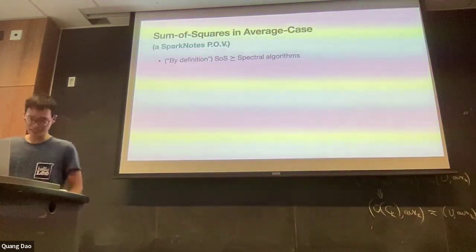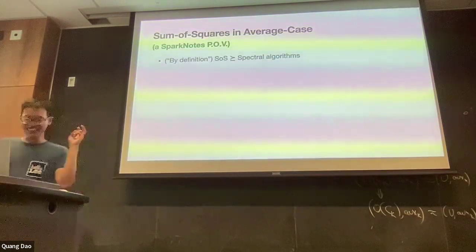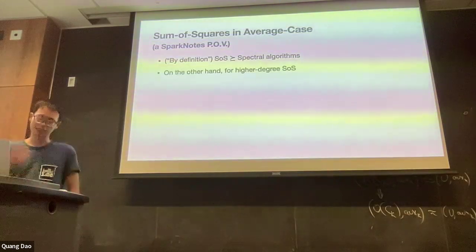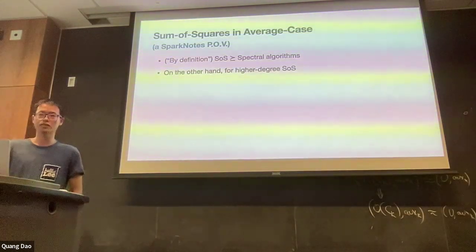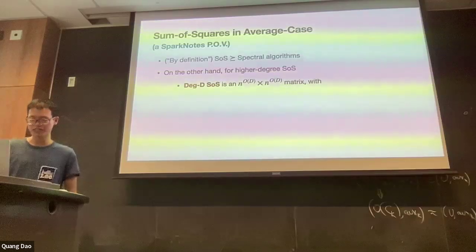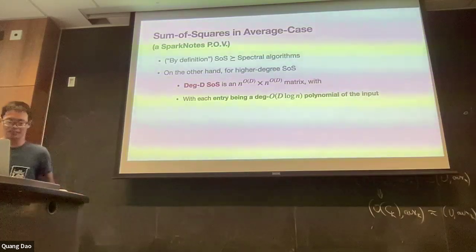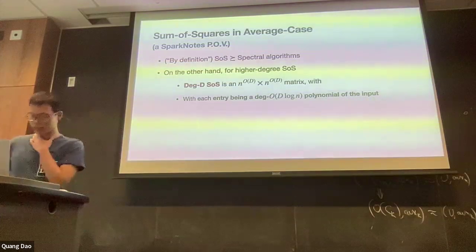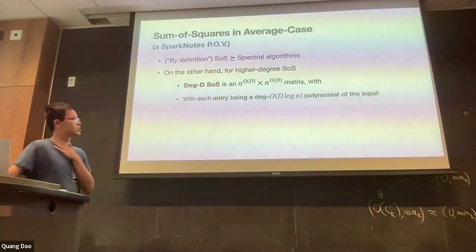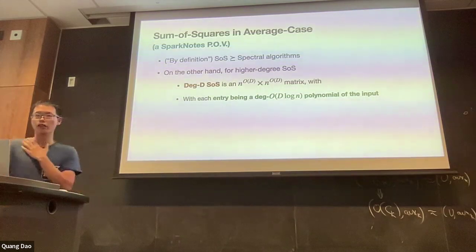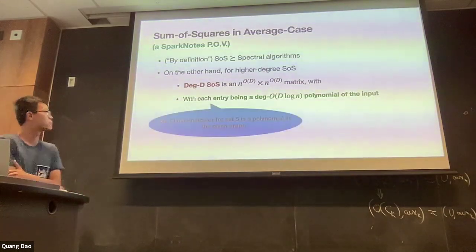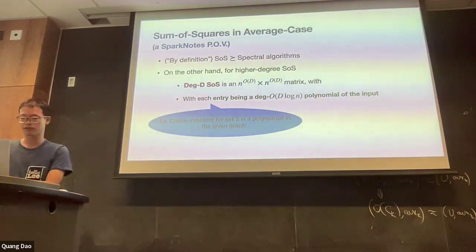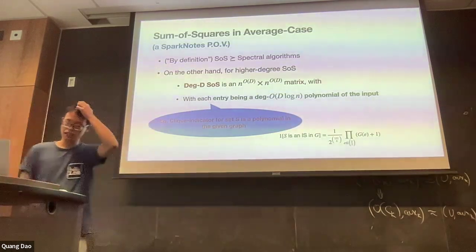And more formally, trying to prove this, by definition, you can say sum of squares is at least as powerful as special algorithms because it captures them. But on the other hand, for higher degree sum of squares, for these average case problems, you can think of sum of squares as a gigantic matrix of size n to the order d by n to the order d for degree d, and each entry is just a degree d log n polynomial of the input. So one example of such an entry is the clique indicator for a set S in the given graph. So here's a polynomial of the underlying graph.